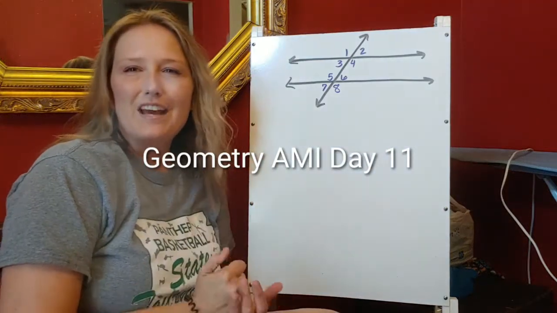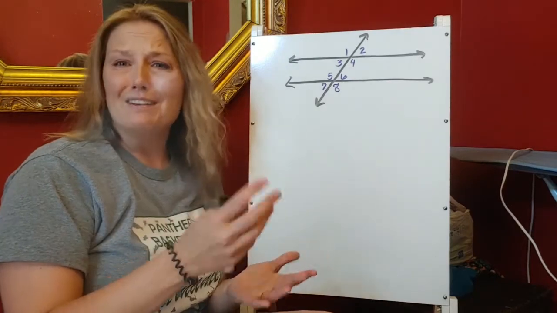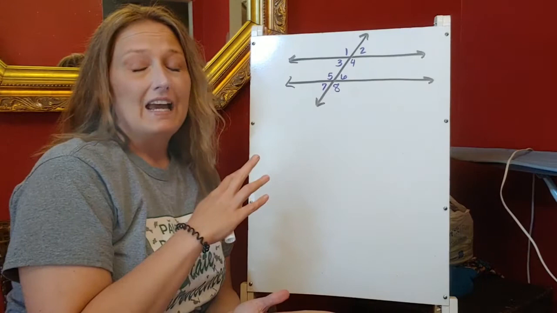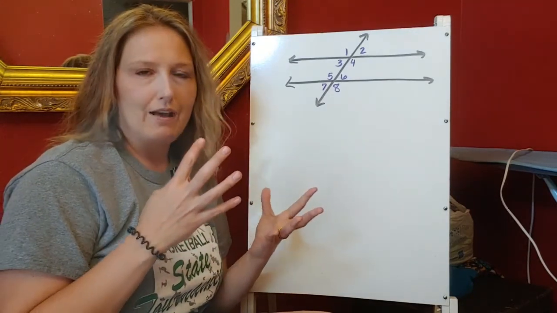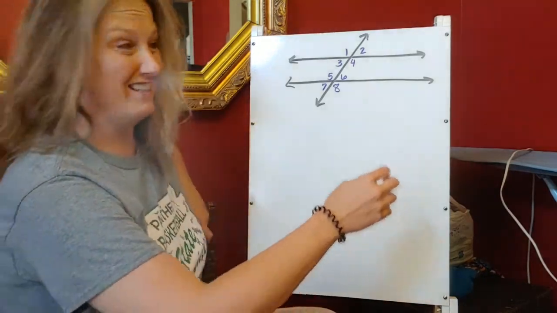All right, geometry, here's AMI day 11. You'll have four problems, I think, with parallel lines cut by a transversal. So we're going to talk about that today. We had some angle pairs that we could form whenever we have parallel lines and a transversal, fancy enough.